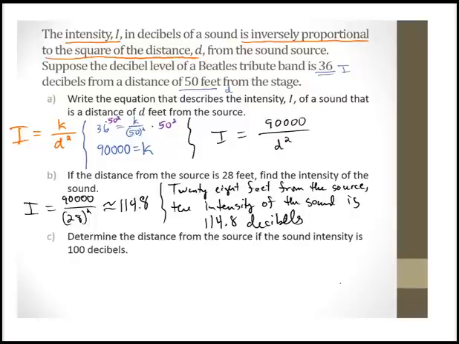Alright, so now think about this for a minute. 50 feet from the stage, the decibel level was 36, and if I move closer to the stage, it gets louder. 114.8. When the distance decreased, the intensity increased. Now that makes sense if you think about a realistic situation. If you get closer to the sound, the intensity increases. If you move further away from the sound, the intensity decreases.